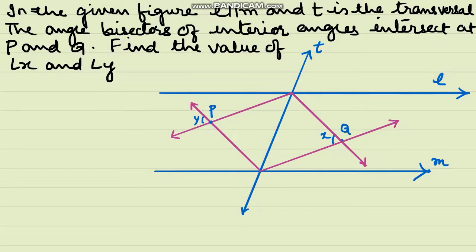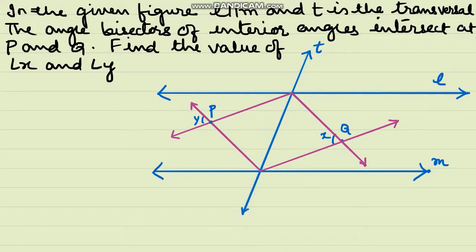Yes, children, now let us see one more question of your higher order thinking skills. Now let's see, in the given figure, L is parallel to M. You are getting here, this is line L and this is line M. Both these lines are parallel to one another, okay. And T is the transversal. Look at this T, this is the transversal.